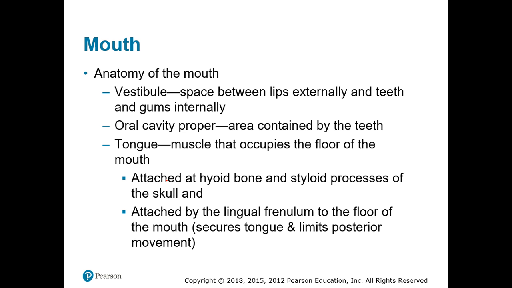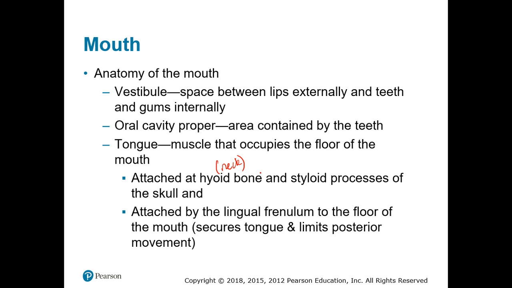Then you have your oral cavity proper. This is where your teeth are going to be located. And then you have your tongue, which is a big, huge muscle. It's a very strong muscle on the floor of your mouth. It can attach at several different points. For example, your hyoid bone, which is going to be in your neck.